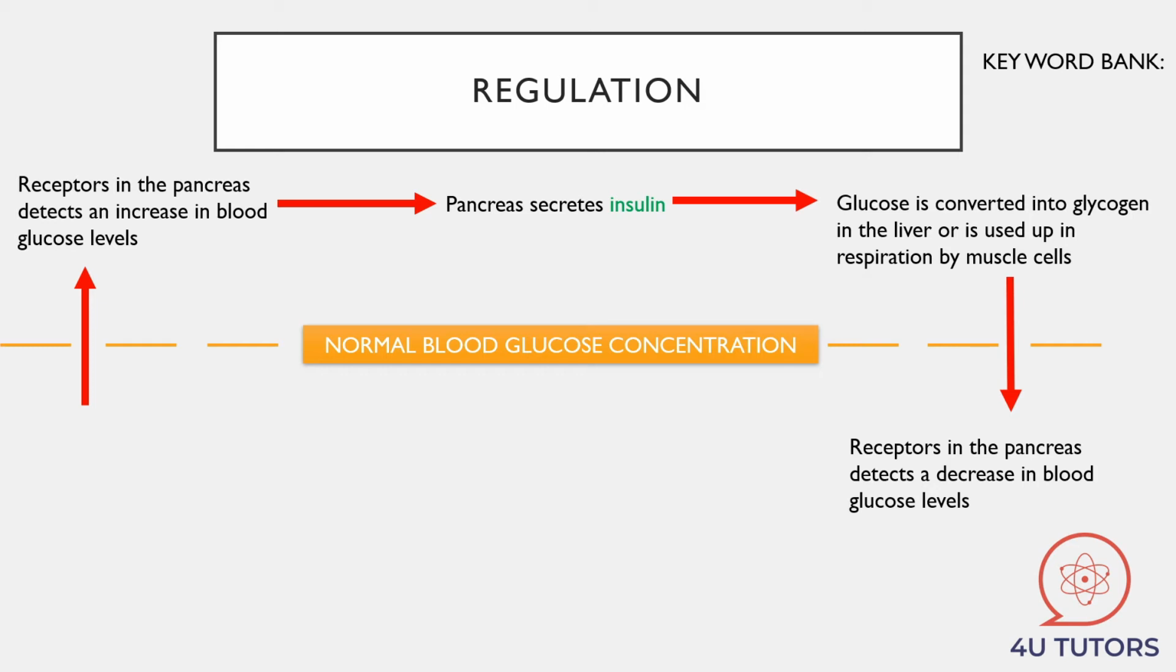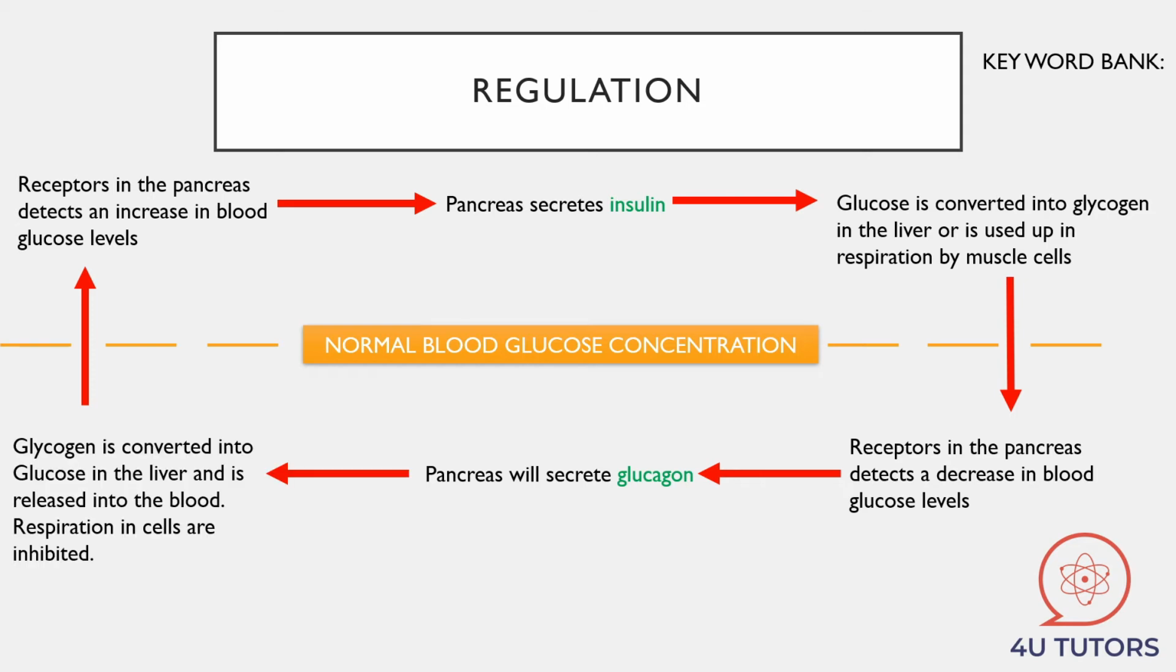The pancreas will then secrete a hormone called glucagon, not to be confused with glycogen. This is a part where students always mess up, so I'll talk about a way to remember this in the next slide. Glycogen will be converted into glucose in the liver and released into the blood. Respiration will be inhibited unless absolutely necessary. This will raise blood glucose levels, and the cycle will repeat and repeat and repeat until the day you depart this world.